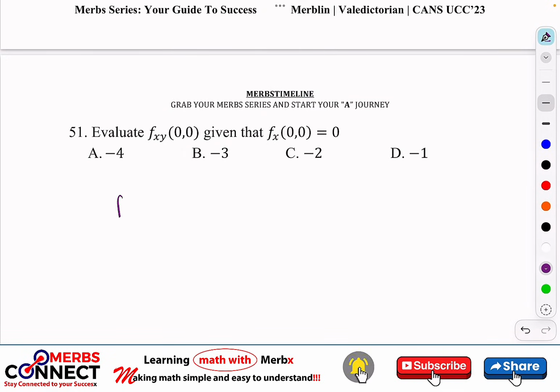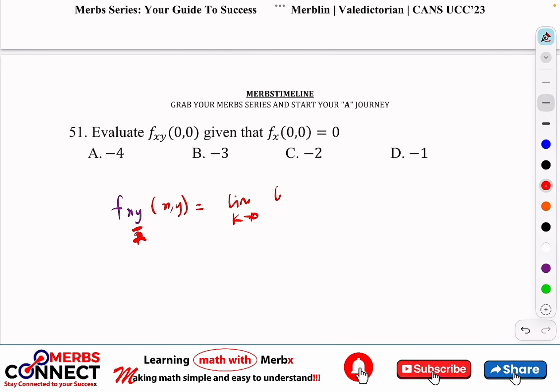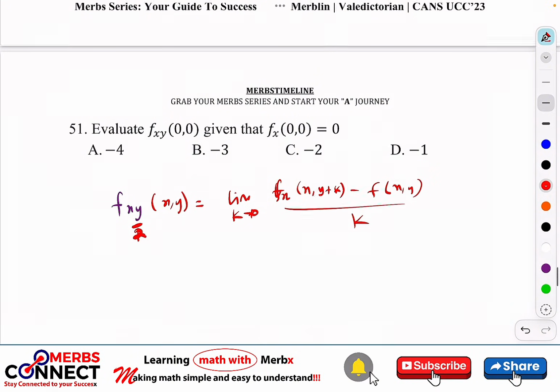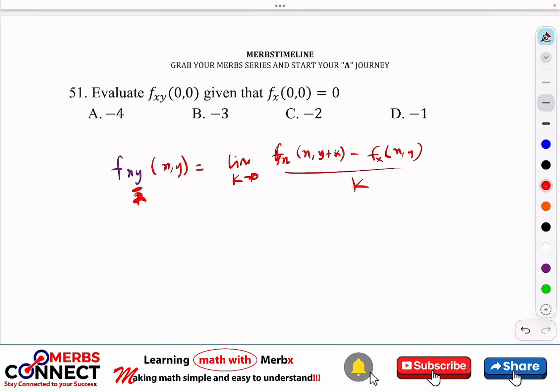Okay, so we need f of x, y. Now don't forget y is 2. So our concentration now is on this one, which is going to give us 2. So f_y of x, y here is going to give us the limit as k approaches 0 of f of x, y plus k minus f of x, y, divided by k. Okay, this one should be x. Then we need f of x, y at 0, 0. So the limit as k approaches 0 of f of x, 0, 0 minus f of x. Okay, this one should be k.